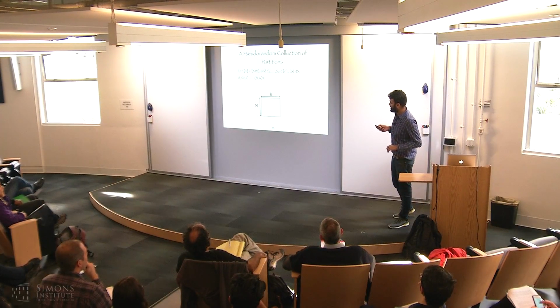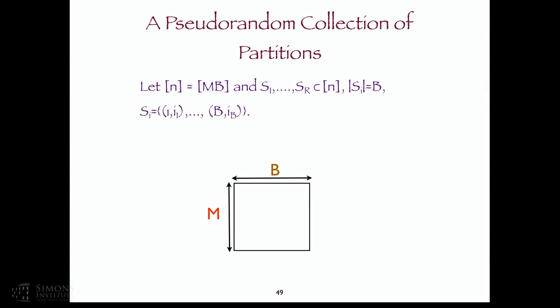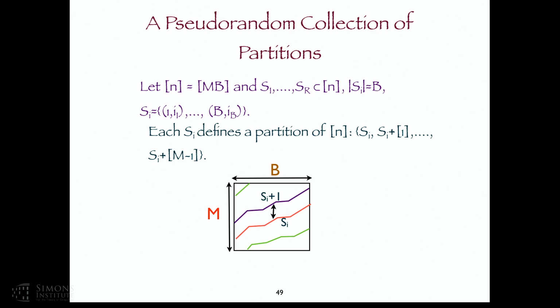So suppose you want to partition n, and say n is m times b, where say b is like log n. And suppose you have a collection of sets S1 through SR, such that they're small sets, of log n size. And each Si looks like (1, i1) through (b, ib), where i1 through ib are numbers from 1 to m. So the claim is that using each Si, you can actually come up with a partition. And the way to do it is this: think of Si as a line here, and by shifting this line, looking at all the shifts, you cover this space of n. So each Si defines a partition, and then you get R partitions.